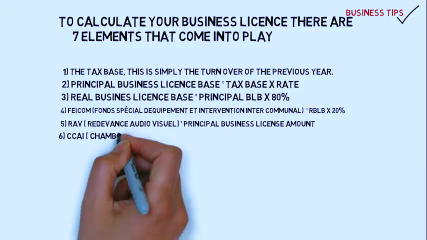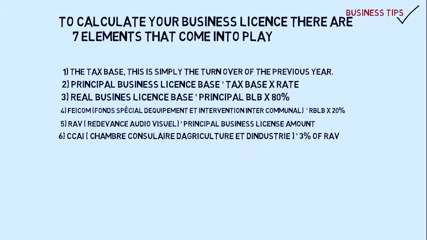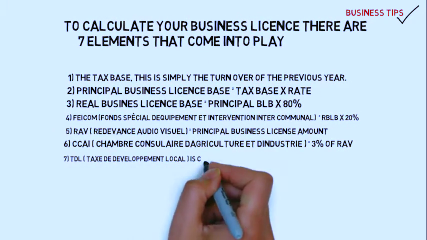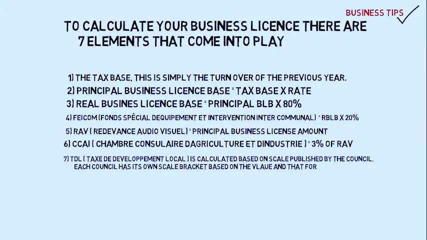Now, the sixth element is CCAI. In French it is Chambre Consulaire d'Agriculture et d'Industrie. That's 3% of your redevance audiovisuelle. And then the seventh and the last one is the TDL, or Taxe de développement local, and it's calculated based on the grid published by the local council in which the business operates.